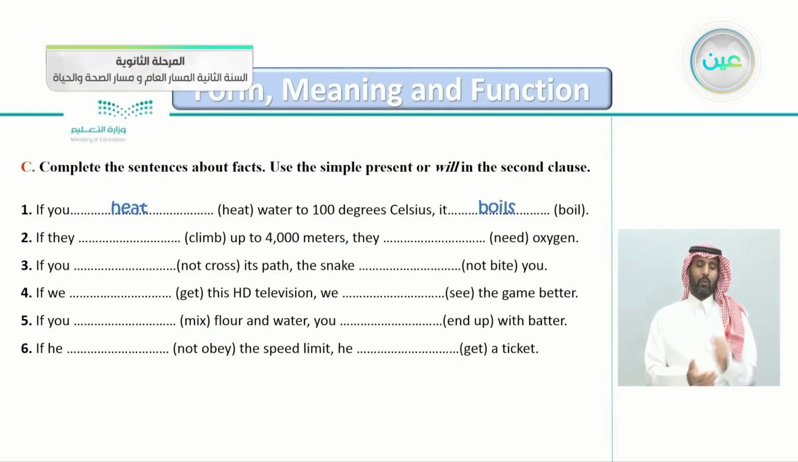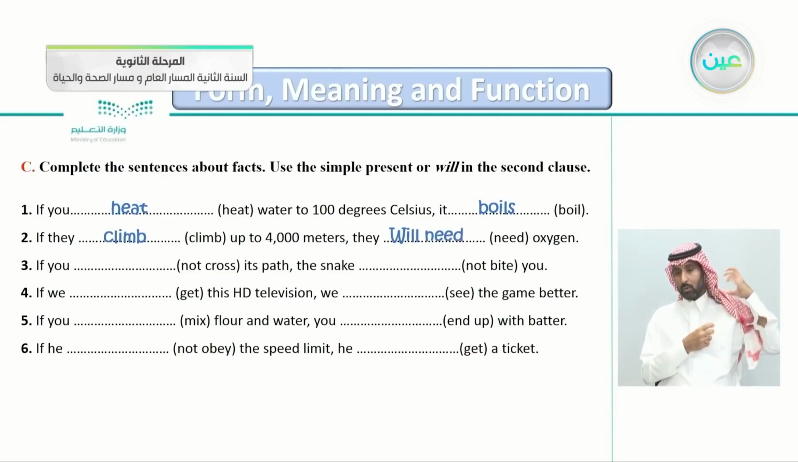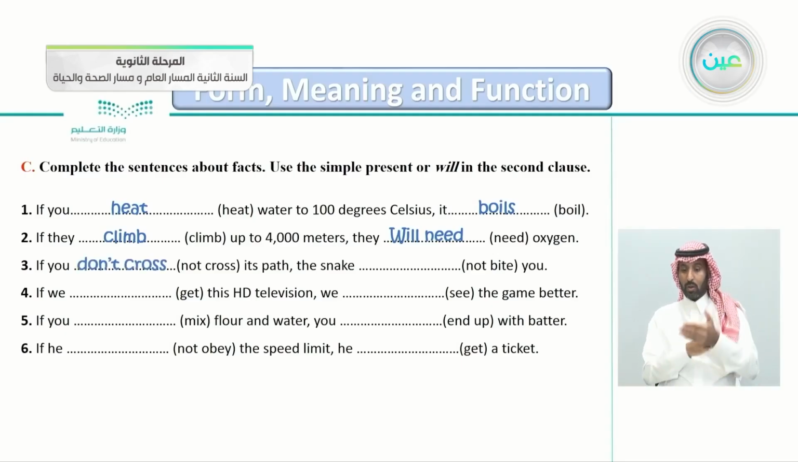Number 2, if they climb up to 4,000 meters, they need oxygen. Use the simple present or will in the second clause. Do we say need or will need? That's excellent. They will need oxygen. Number 3, if you don't cross its path, the snake will not bite you, or you can say won't bite you.